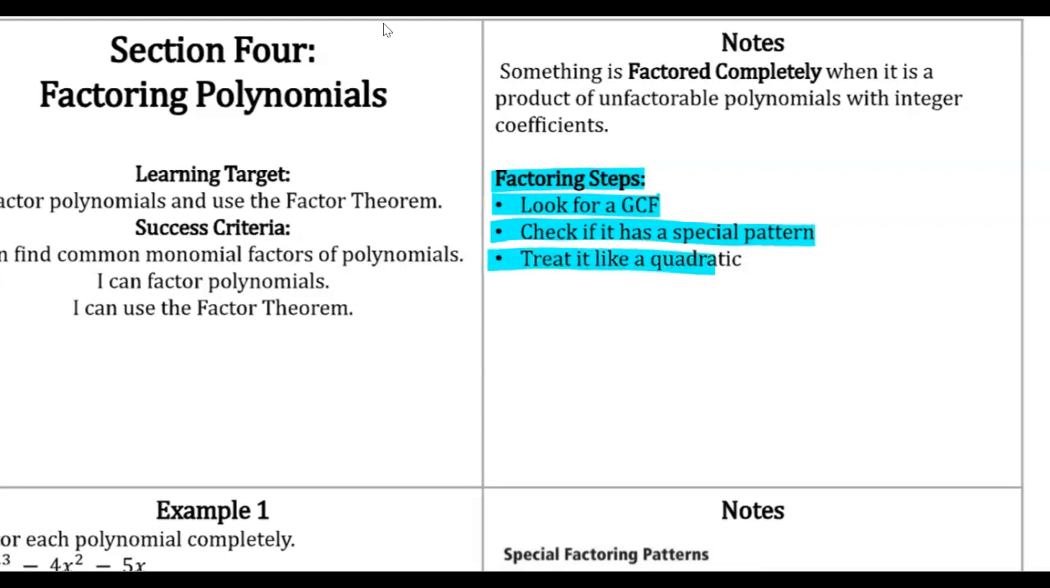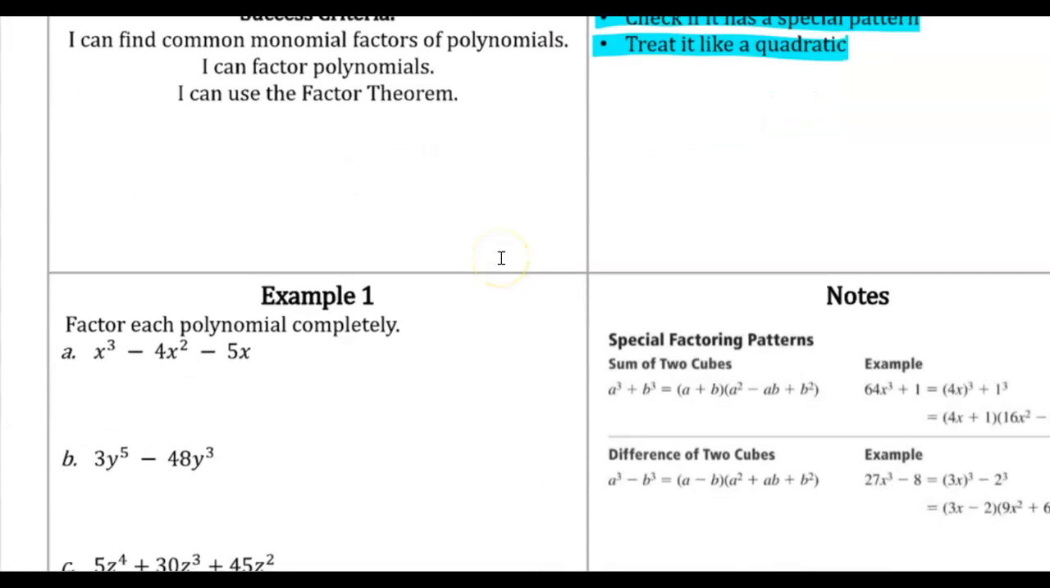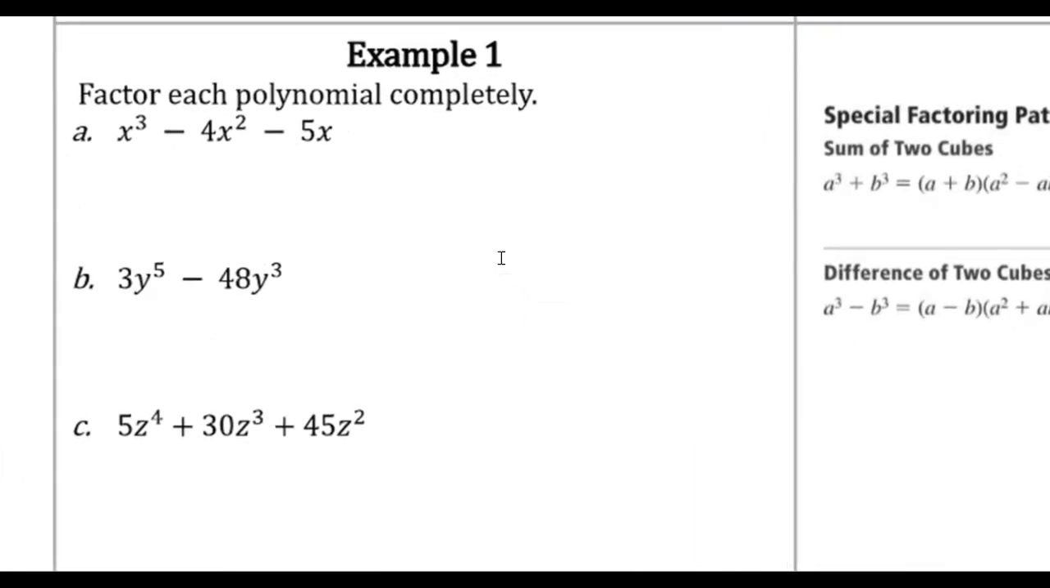Look for those types of things. And then treat it like a quadratic. We'll kind of see that one as we go. Okay, when it is factored completely is when it can no longer be factored any further. So let's kind of focus on example 1 here. Factor each polynomial completely. So I see that every single one of these has an x. So an x can come out of all of this.